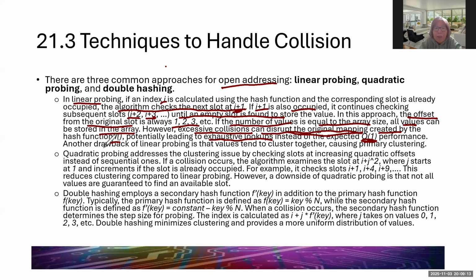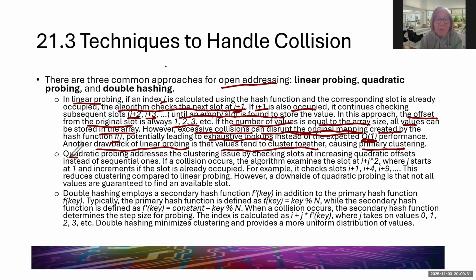Another drawback of linear probing is that values tend to cluster together. This causes what we call primary clustering. So this is about linear probing.